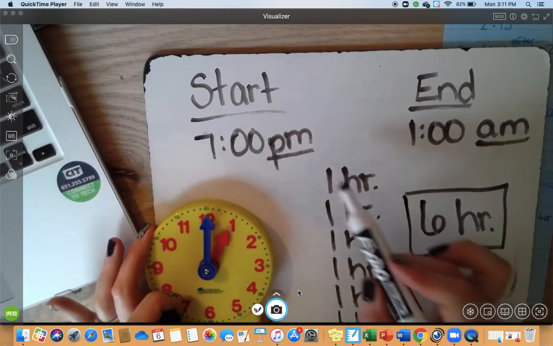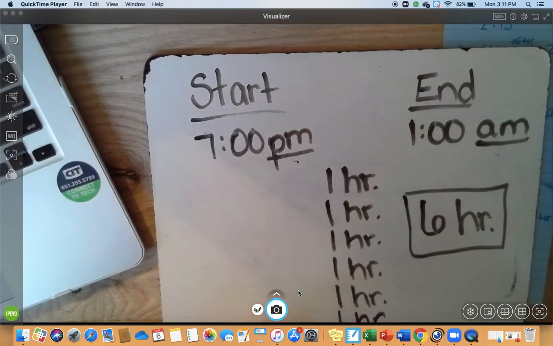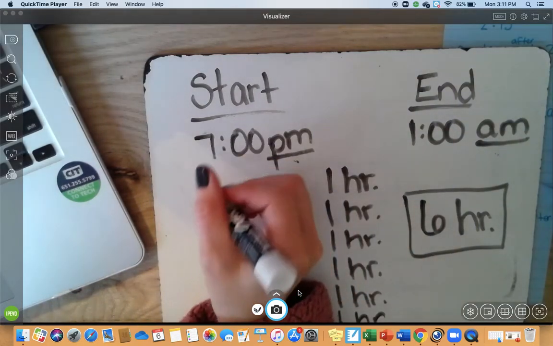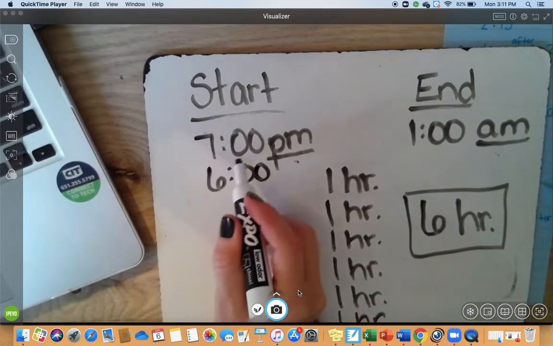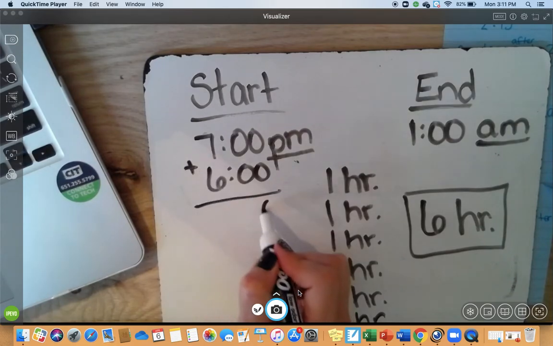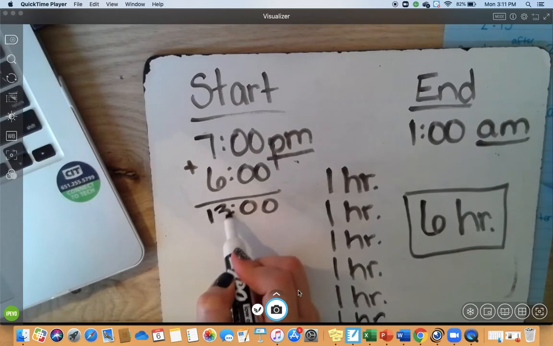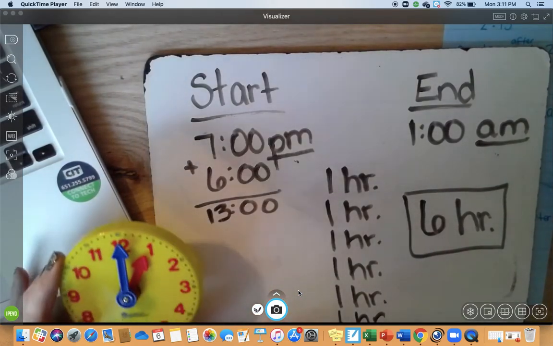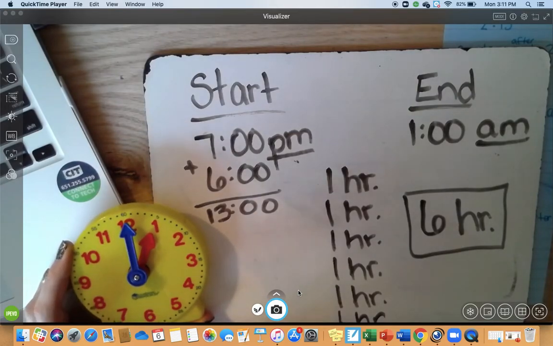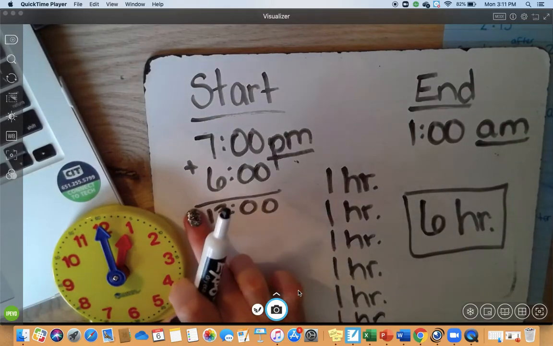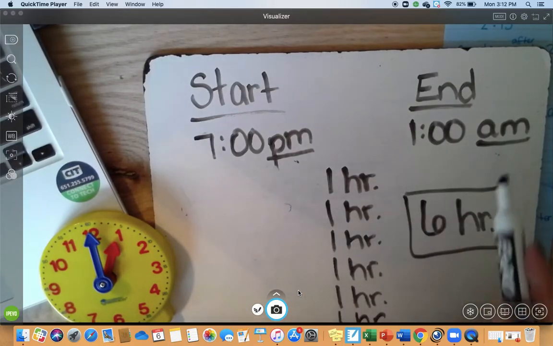Now remember how I said that trick of adding on our time doesn't work when we have AM and PM? It's a little bit different. So I'm going to just show you why it doesn't work. Here's if I add on my 6 hours, I'm going to get 0, 0, put in my colon, but 7 plus 6 is 13. We don't have a 13 on our clock, so that's why this doesn't really work very well. So we can't do it if one says PM and one says AM.